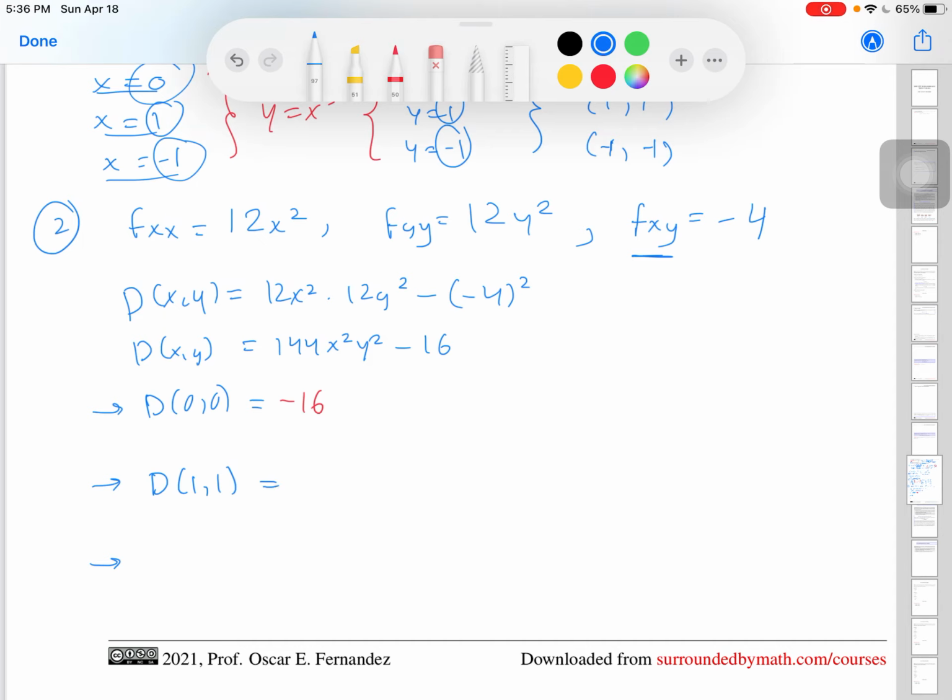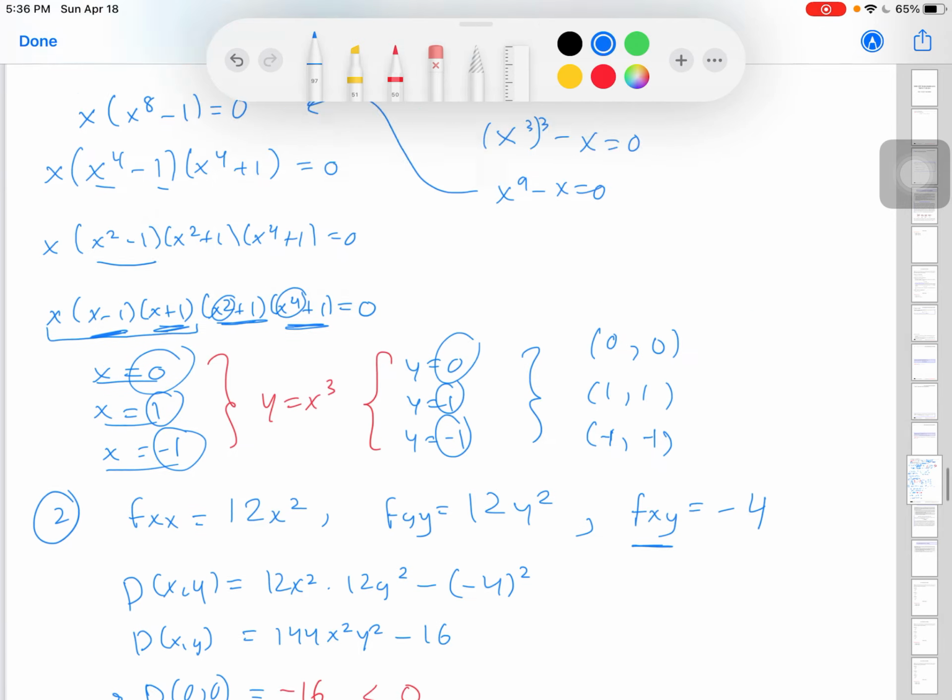Okay, so at (1, 1), I just get 144 minus 16. That is 128. And then at (-1, -1), because I'm squaring x and y, I get the exact same output, 128. Okay, so now interpret things. Negative 16 is less than 0, 128 is bigger than 0, bigger than 0.